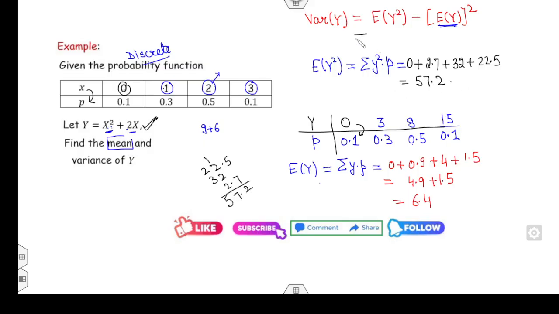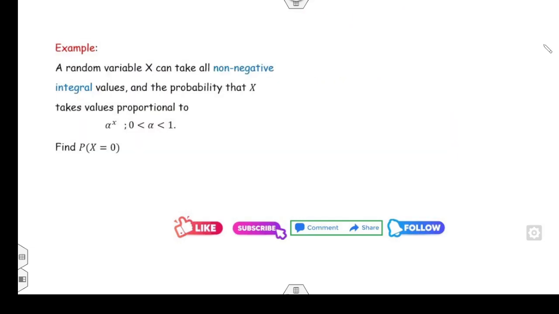So I can substitute the value here. It is 57.2 minus 6.4 whole squared. After the calculation, you will get the right answer of the problem. Look at the next one.